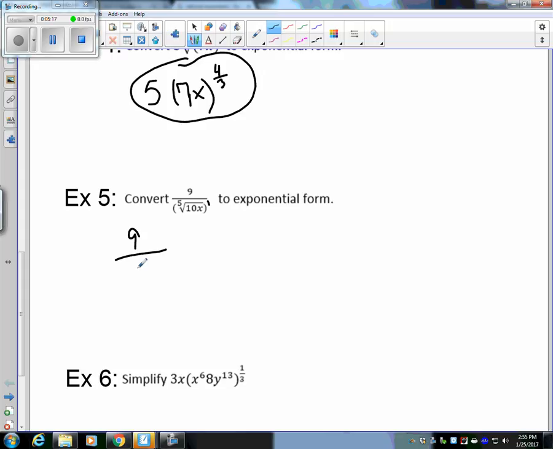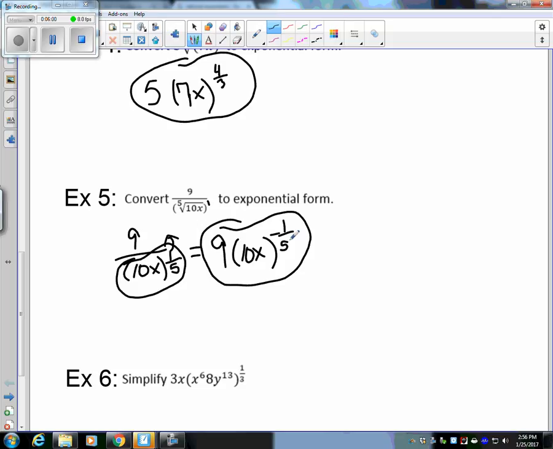The 10x, that's underneath the radical. So that'll be your base. And it is raised to the 1 over 5. And if you want to continue with this and get rid of the fraction, we can take this whole base, 10x to the 1/5, and we can move it all up to the numerator. By doing that, you will just make the exponent negative. And there you go.